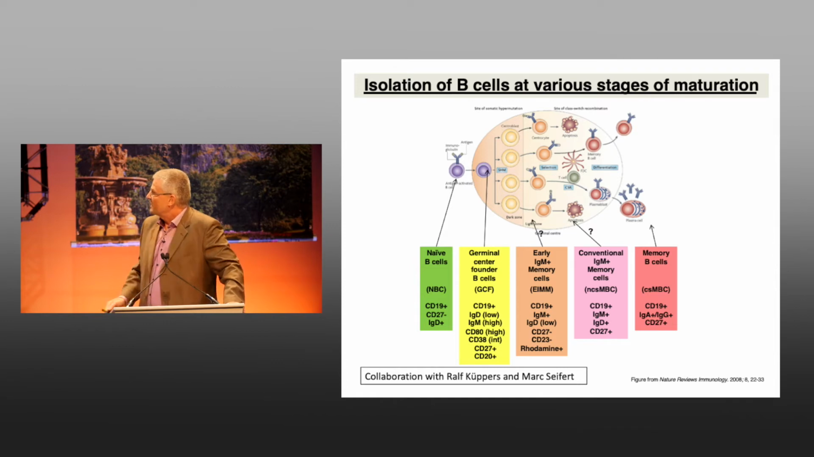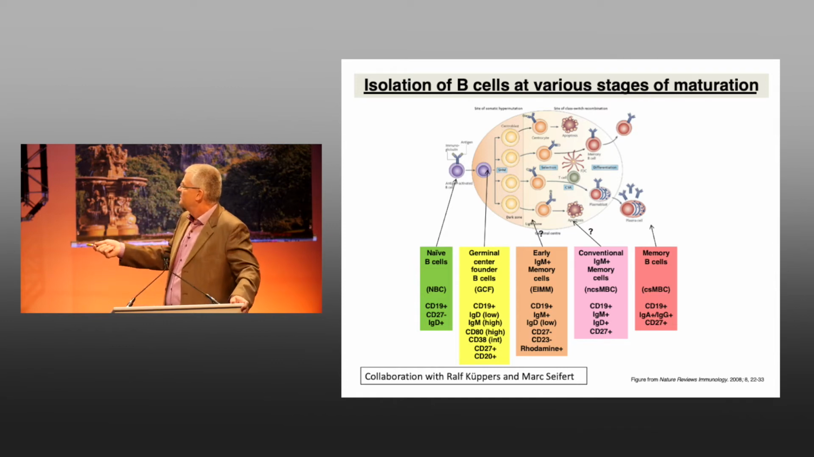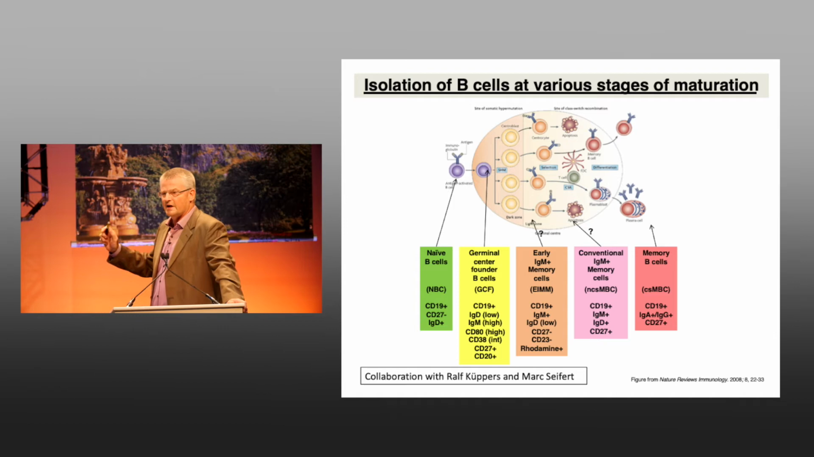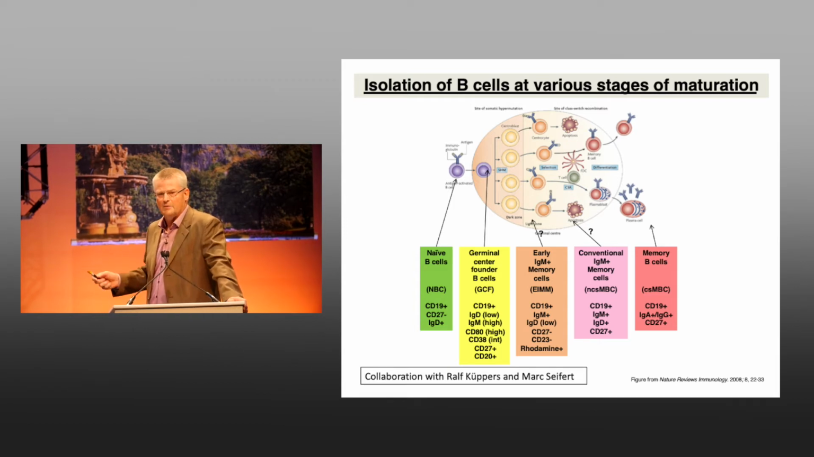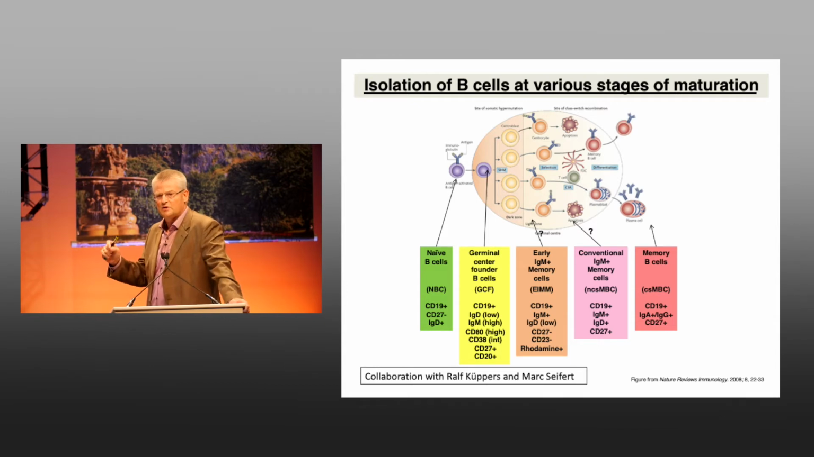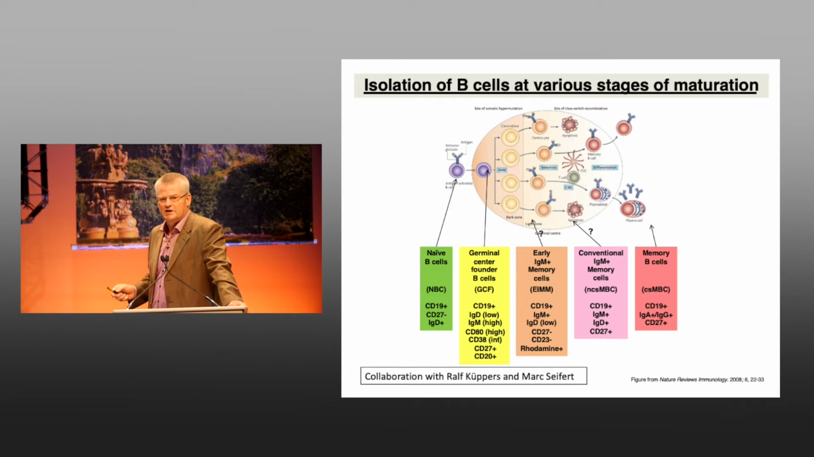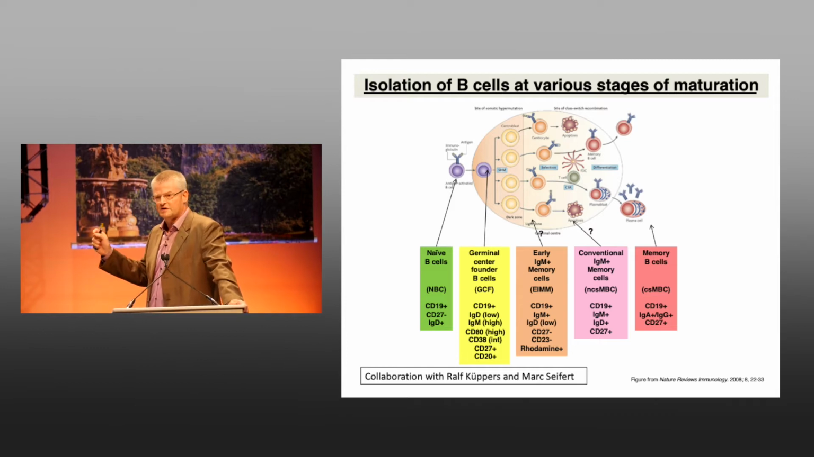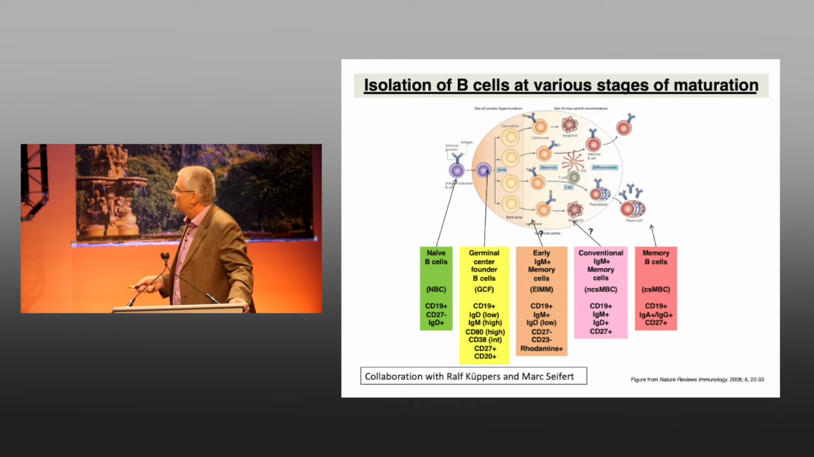Now, what we did together with Ralf Küppers and Mark Seifert, we sorted very rare cell populations. And at that time, we had established a technology to really map on a single CpG level the methylation status in a genome using very few cells, 2,000, 5,000 cells, fragmentation-based whole genome bisulfite sequencing. And these are the different cell types that we used to map these.